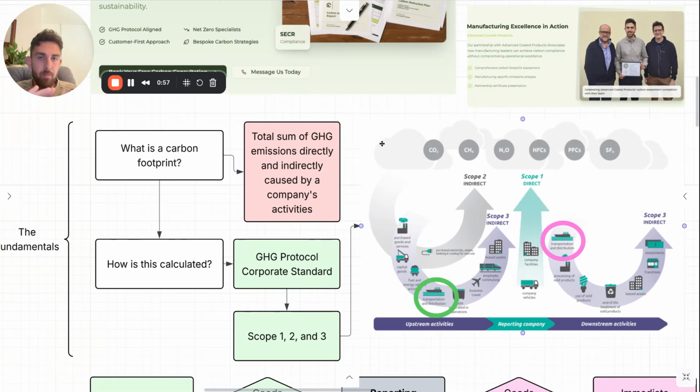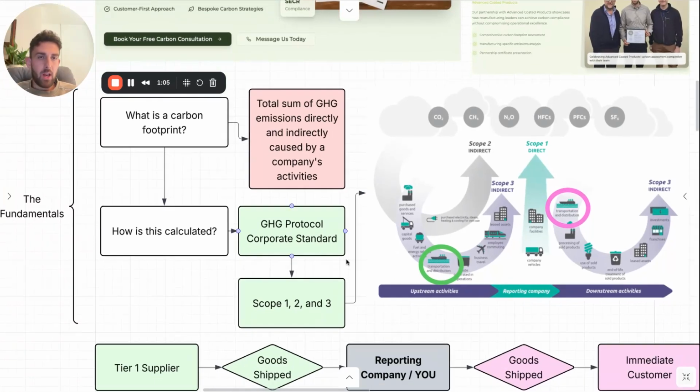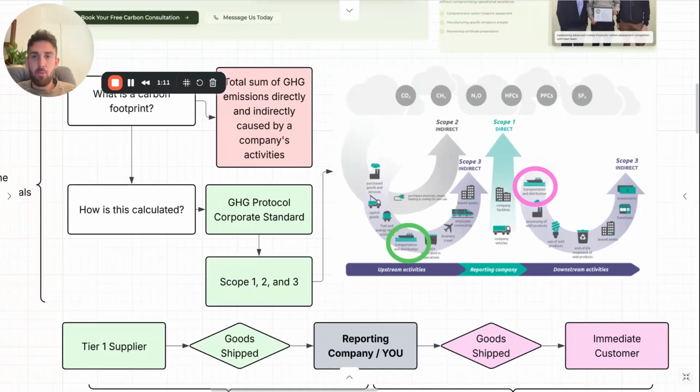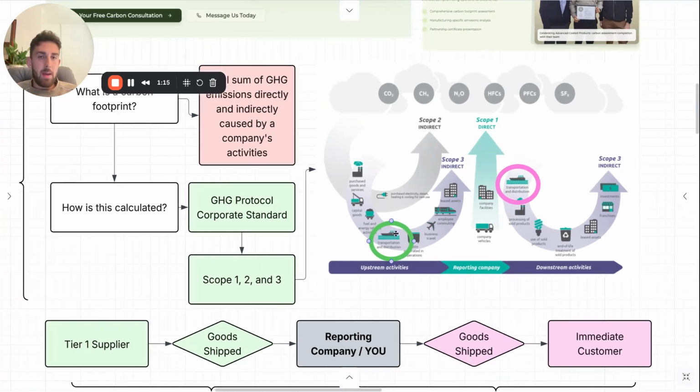So what is carbon footprint? The total sum of your greenhouse gas emissions, directly and indirectly caused by your company's activities. And how do we calculate this? Well, we adhere to the GHG Protocol corporate standard, which outlines 3 operational boundaries, which are Scope 1, 2, and 3. And then your inbound and your outbound deliveries fall under your Scope 3 categories.